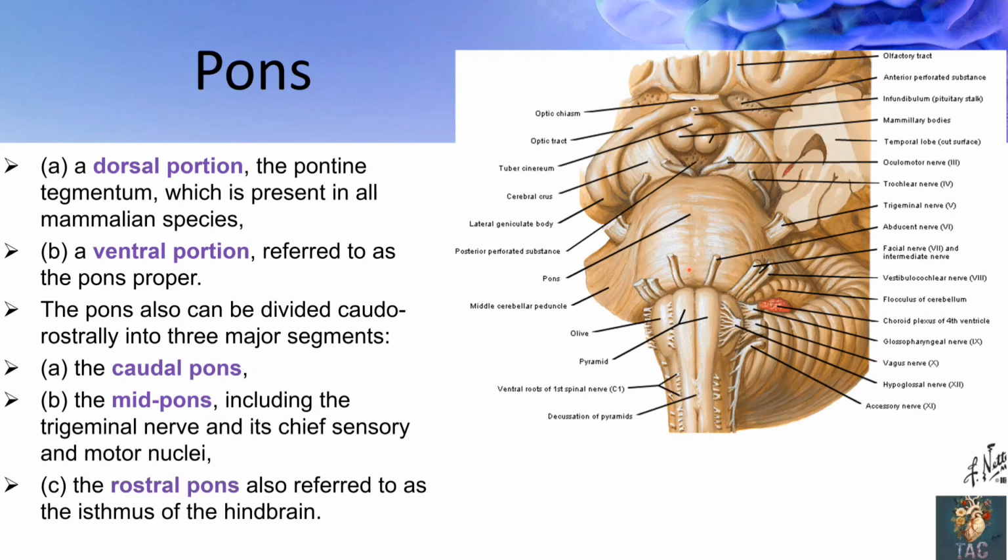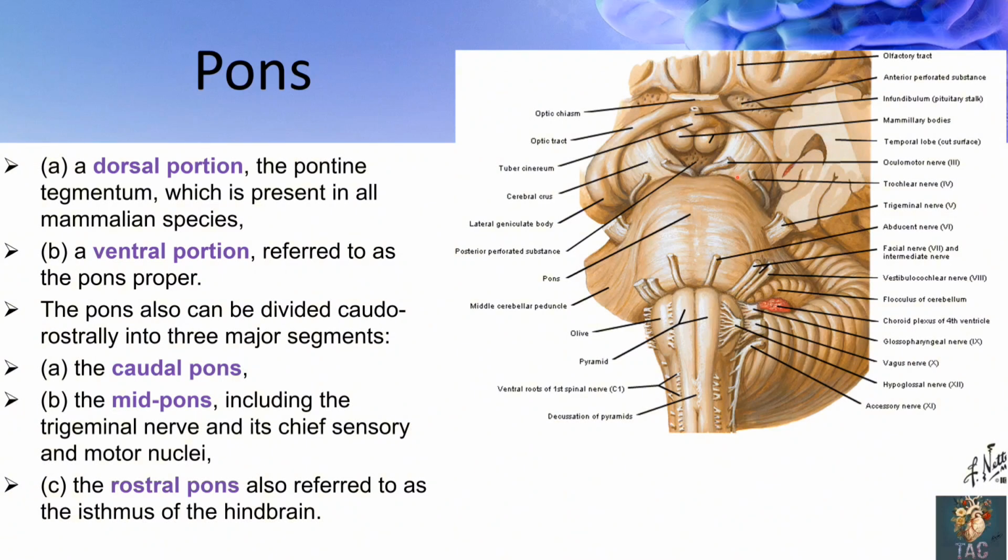So the pons can be divided in another way, craniocaudally, into three major segments. First is the caudal pons, then the mid pons, and then the rostral pons. From the caudal pons at the pontomedullary junction, you can see there is emergence of the roots of the abducent nerve, the facial nerve, and the vestibulocochlear nerve. At the midpoint, in the mid region, you can see there is emergence of the trigeminal nerve. Both its roots are present, the larger sensory root and the smaller motor root.